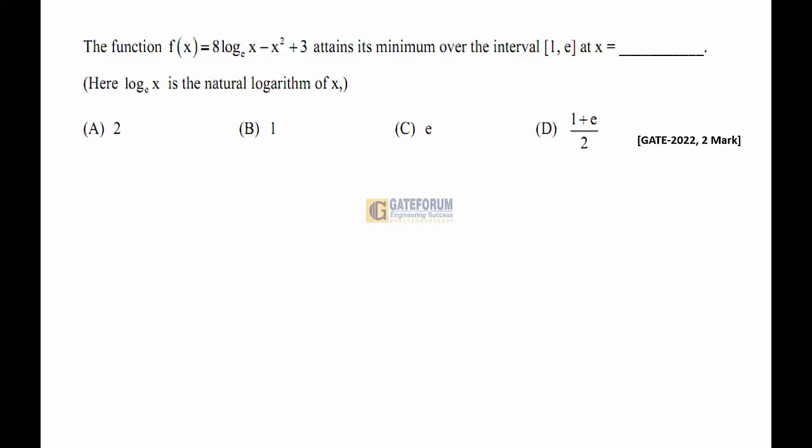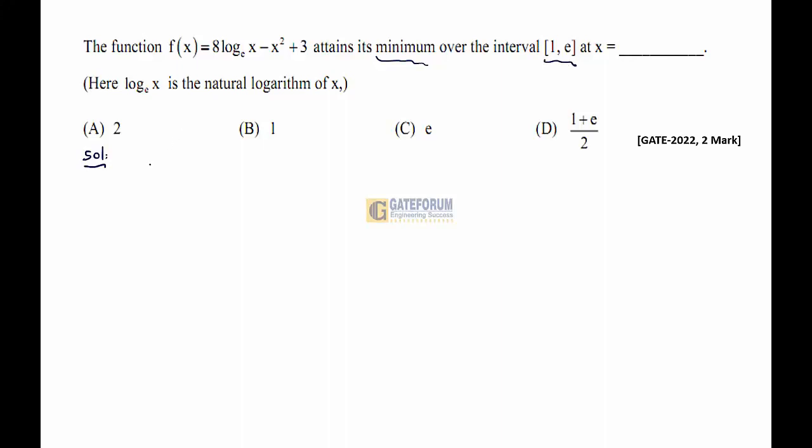The question is: the function f of x is equal to 8 log x (log to the base e) minus x square plus 3 attains its minimum over the closed interval 1 comma e at x is equal to what? The given logarithm is a natural logarithm. This is from engineering mathematics, the topic calculus, subtopic maxima minima, that is absolute maxima minima because a closed interval is given. Solution: the question requires the minimum. Minimum in this closed interval means absolute minimum or global minimum.